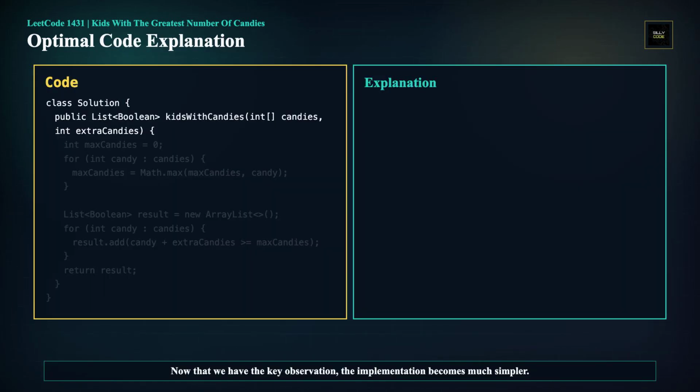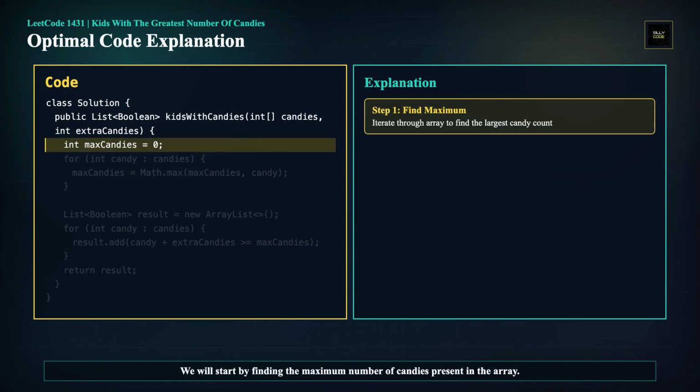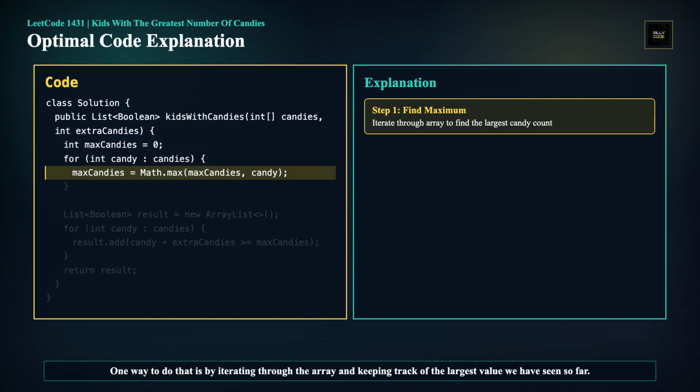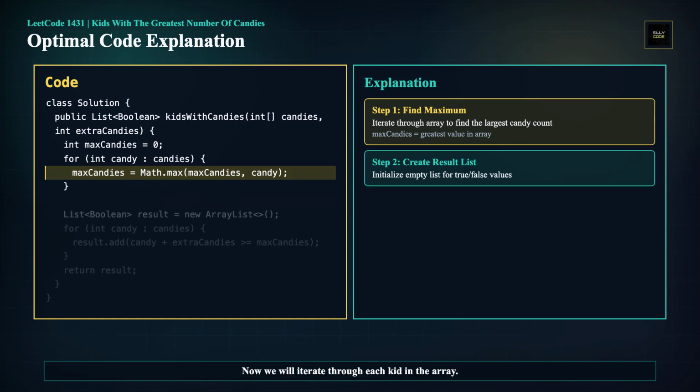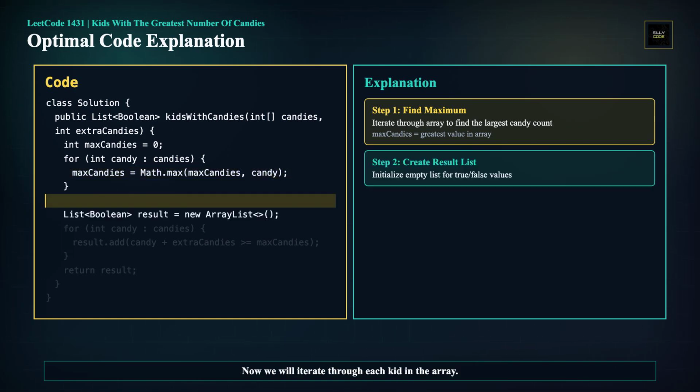Now that we have the key observation, the implementation becomes much simpler. We will start by finding the maximum number of candies present in the array. One way to do that is by iterating through the array and keeping track of the largest value we have seen so far. Once this loop finishes, maxCandies will store the greatest number of candies currently present in the array. Next, we will create our result list.